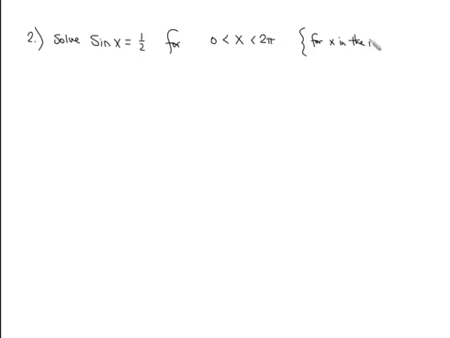So number 2 is going to tell us, I'm going to switch to black here because I prefer that for my ink color. Number 2 is going to say solve sine of x is equal to 1/2 for x between 0 and 2 pi. Now, another way that they can write this, just so you know what they're talking about, is they could say solve for x in the interval (0, 2 pi).